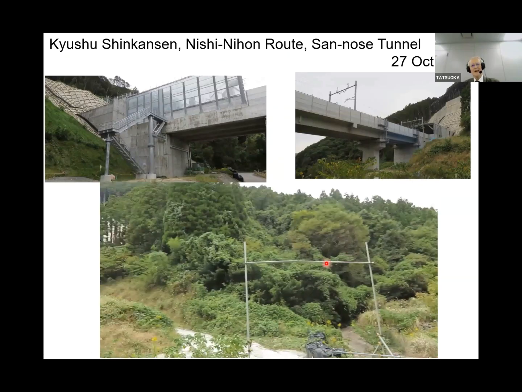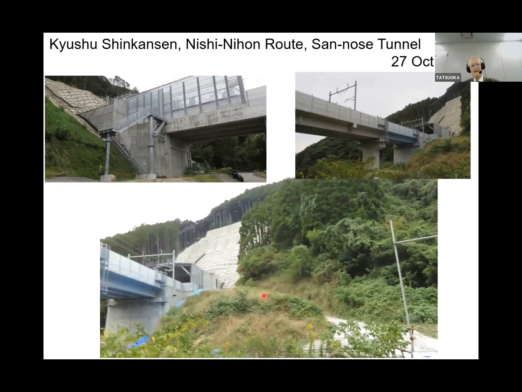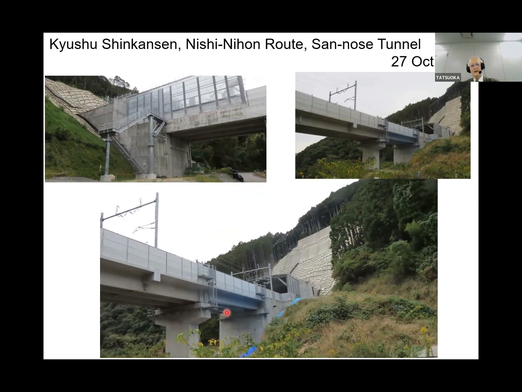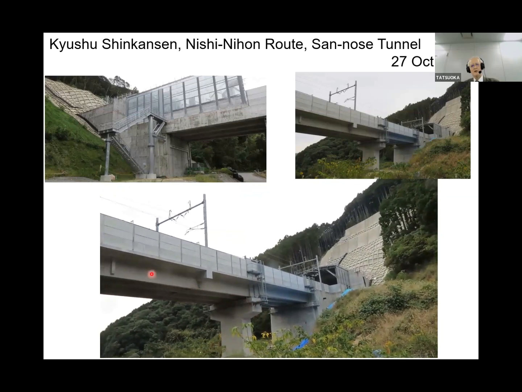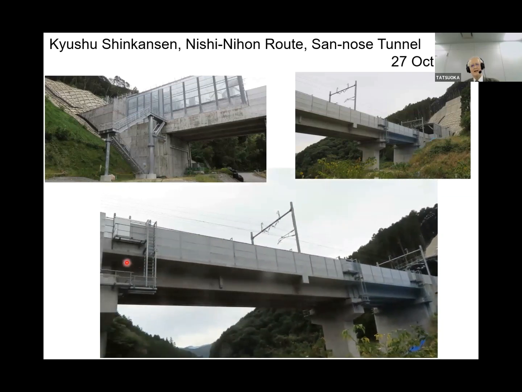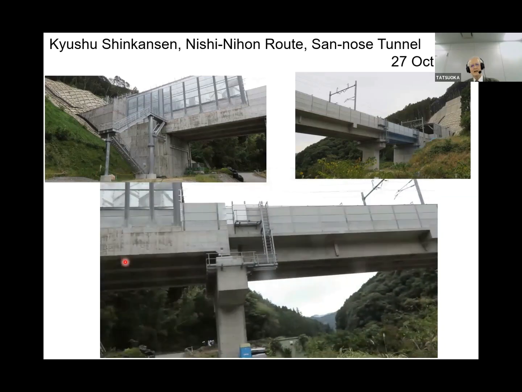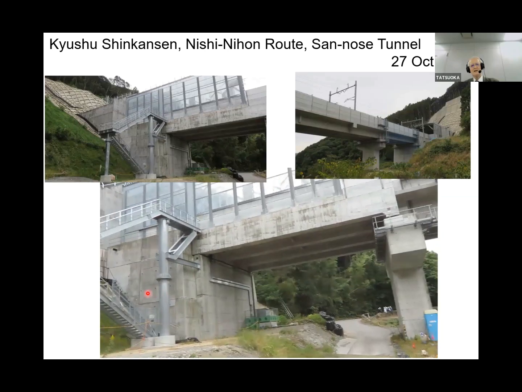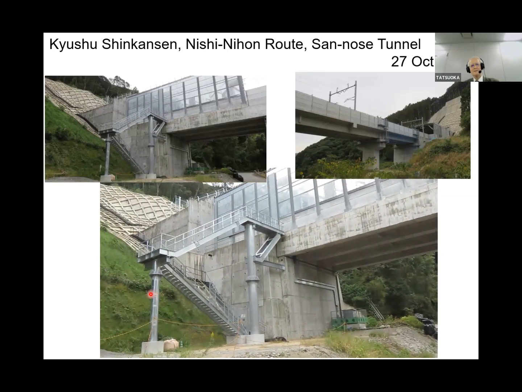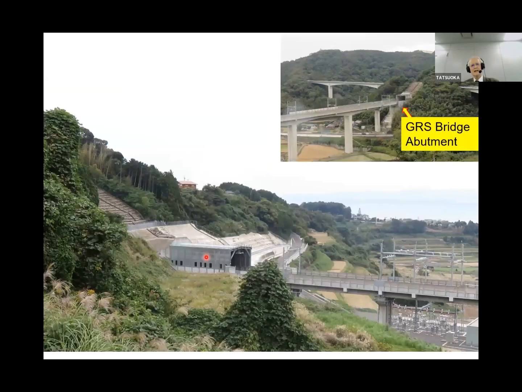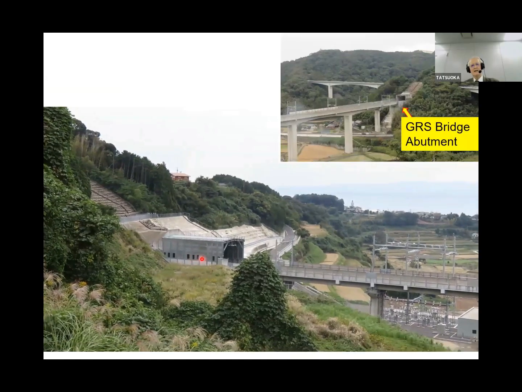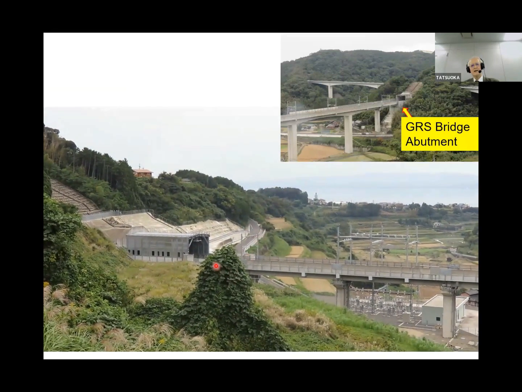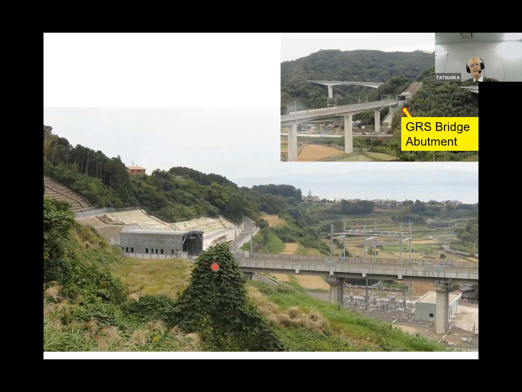This is a small, narrow valley. Here is a GRS bridge abutment. And this is a short viaduct. And this is the other GRS bridge abutment. This is another site. Now a train is coming.